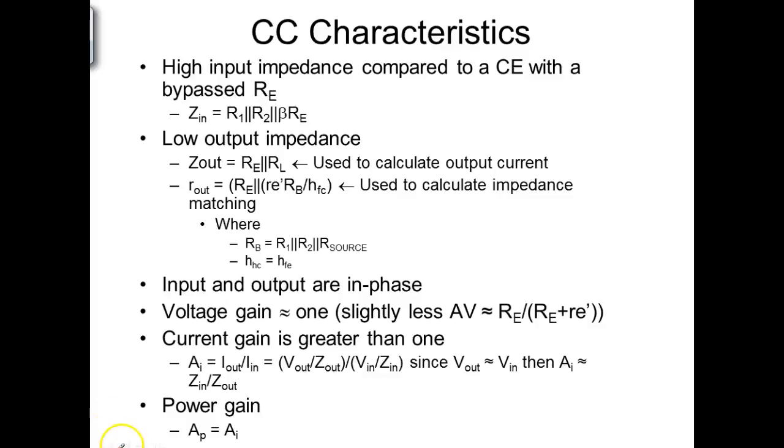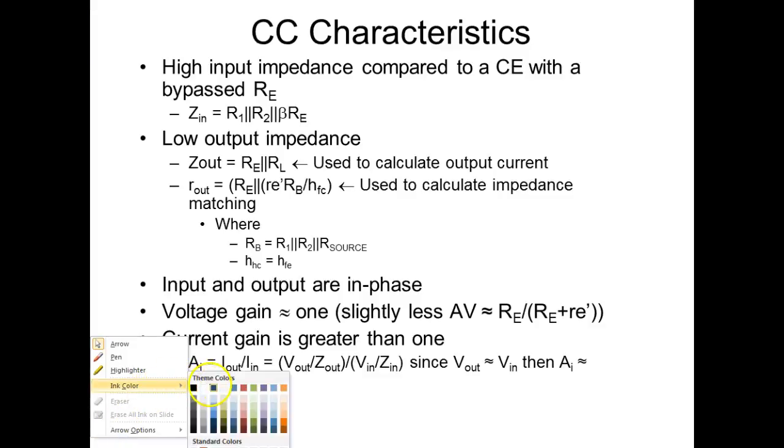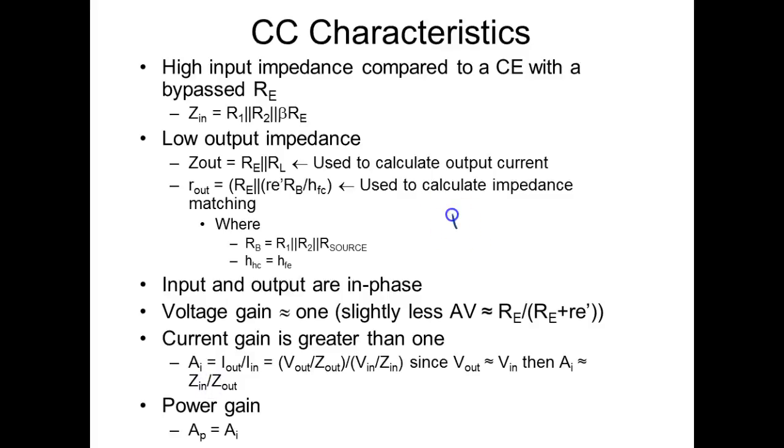So I could write on this. So we're doing V out divided by Z out. Right? You understand? This would give us what? This would give us I out. And then we're going to divide that by V in divided by Z in. Y'all understand? How do you divide fractions? You invert the second one and multiply, right?